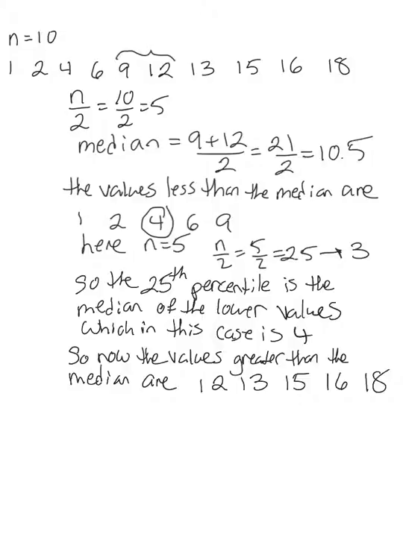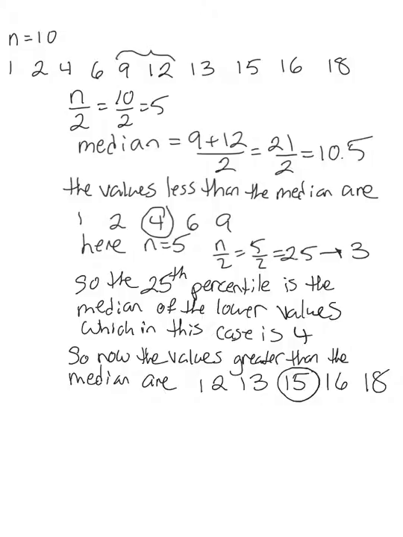And here we can see that the median value is 15. We can see that by inspection. We could do the n divided by 2 part again if we want, but from here we can just see that the median value of the upper values is 15.